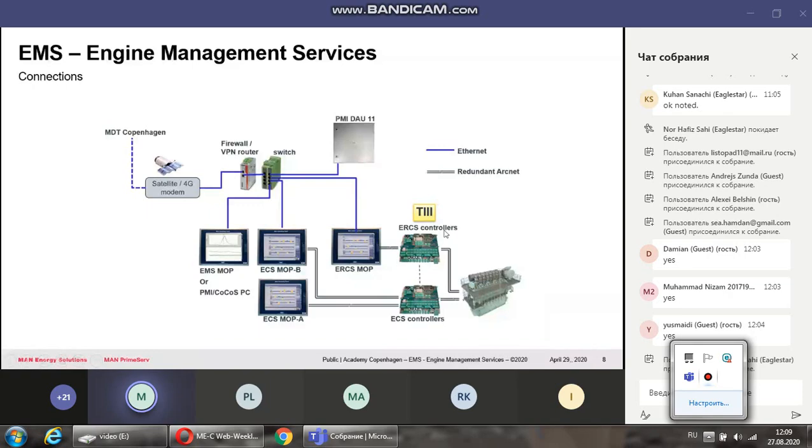And the ERCS controller is for a tier 3 engine. And now we are using Ethernet. And earlier we had ArcNet, but that is presently running on the ECS computer. That is this. That is still there.